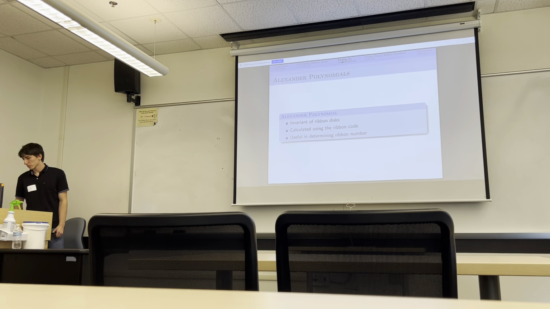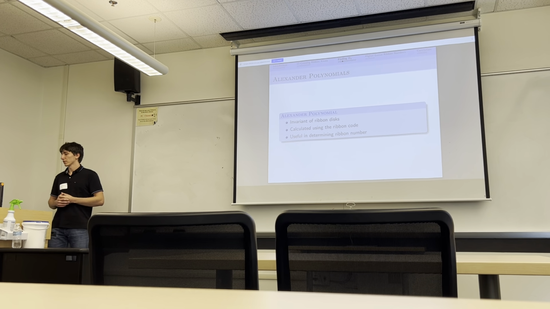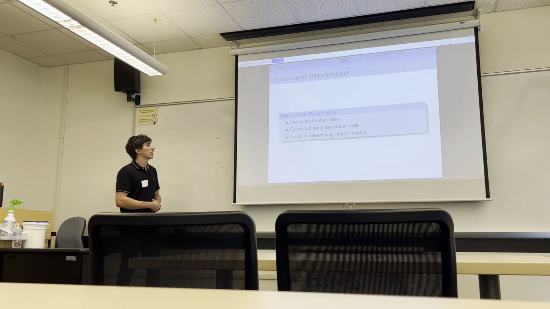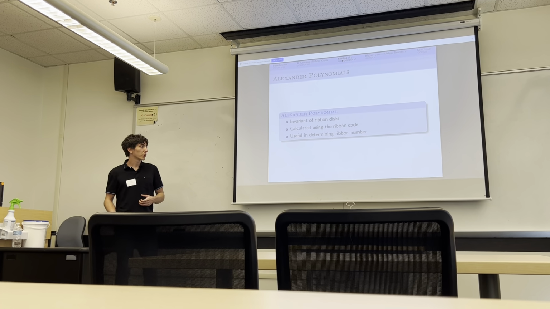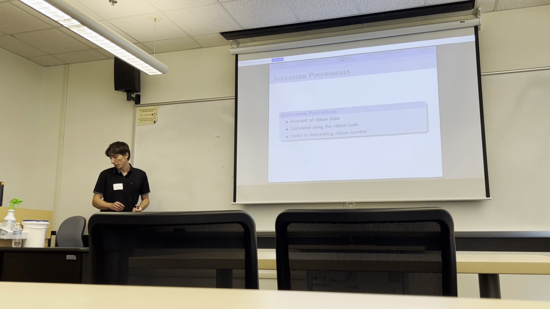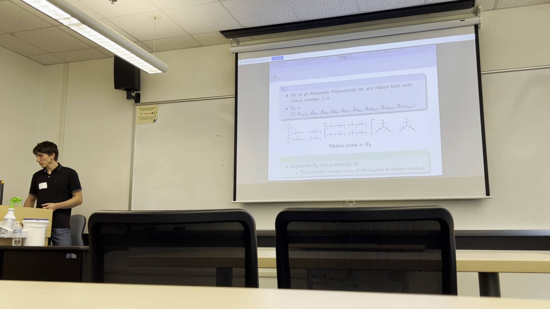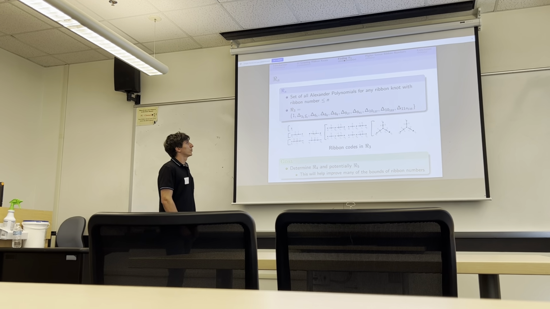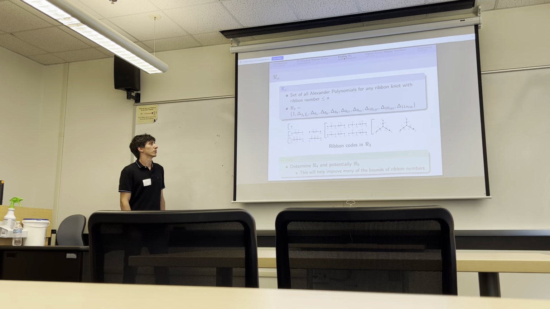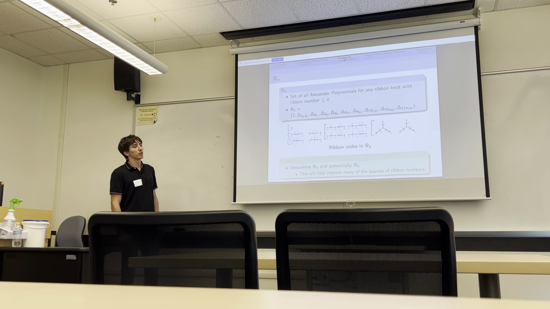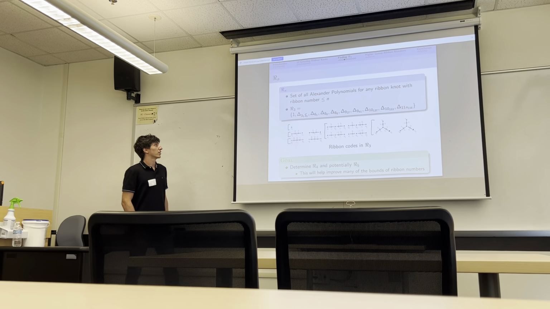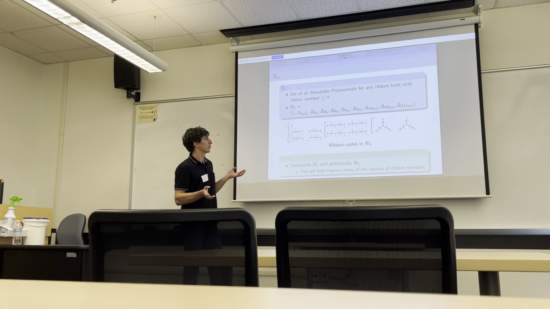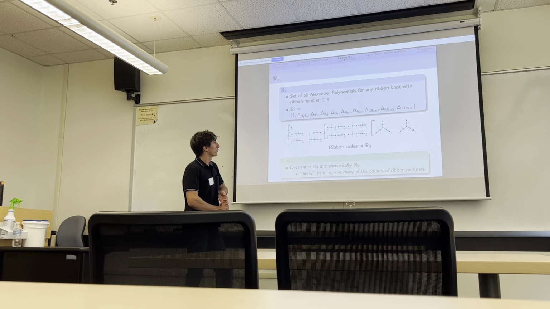So we can use this and invariants of ribbon disks, and using the Alexander polynomial, which will come up in the next slide, to calculate the Alexander polynomial of a ribbon code, and it's useful for determining the ribbon number of our knots. So we define what's called Rn, which is the set of all Alexander polynomials for any ribbon knots with ribbon number at most n. An example of this is looking at R3. So we look at the Alexander polynomials of knots with ribbon number at most 3.